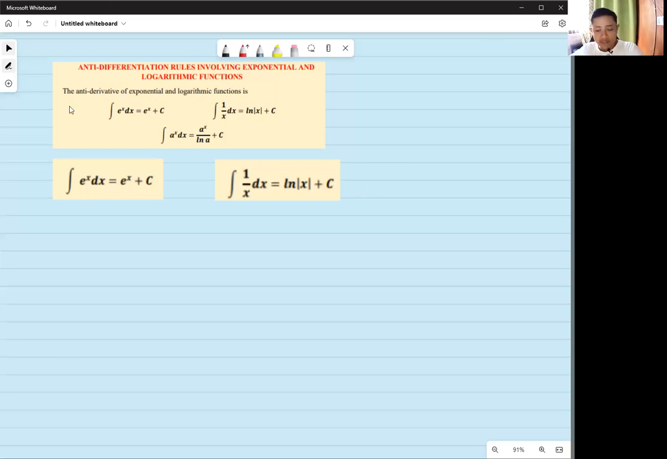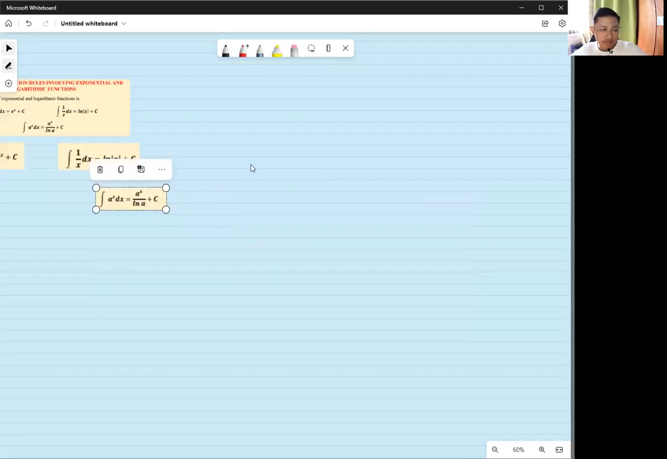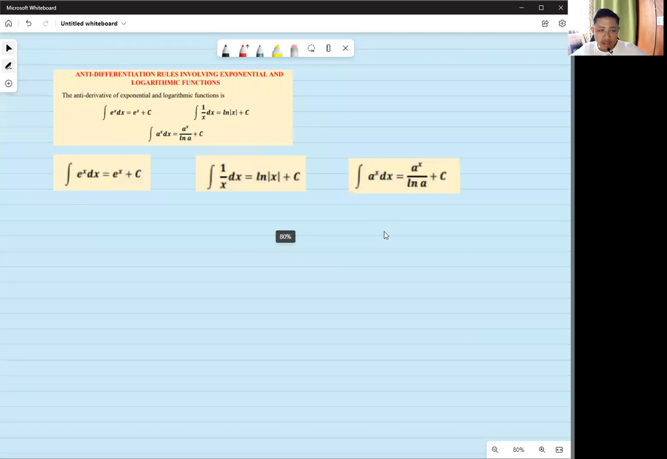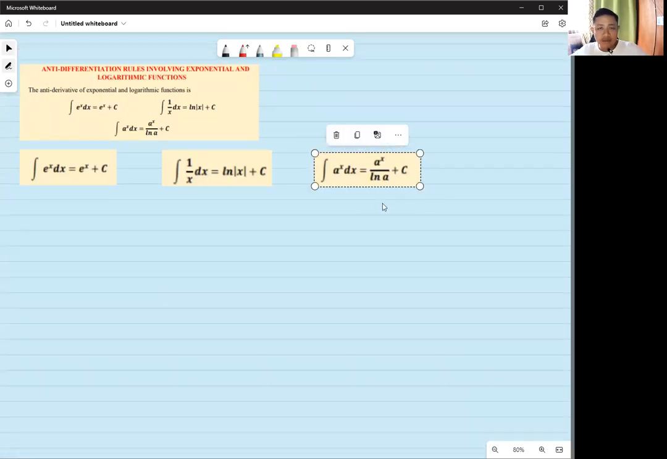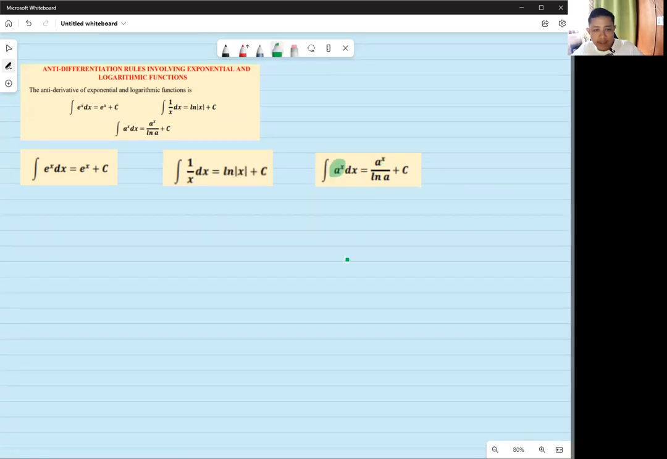And of course, the third one is this. If you happen to see or are asked to get the integral of a number raised to x, this is exponential, a number raised to x, then we have to follow this. a raised to x, whatever is your integrand, you copy it here, and then over the ln of your a, but without x.